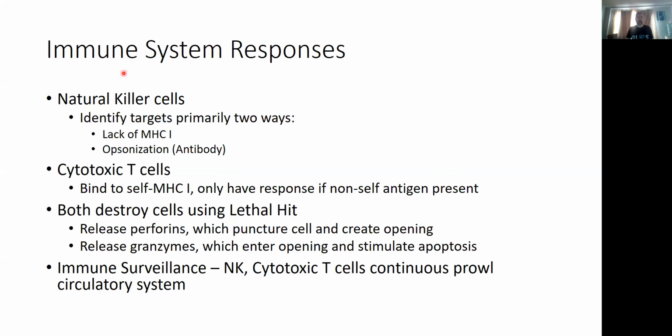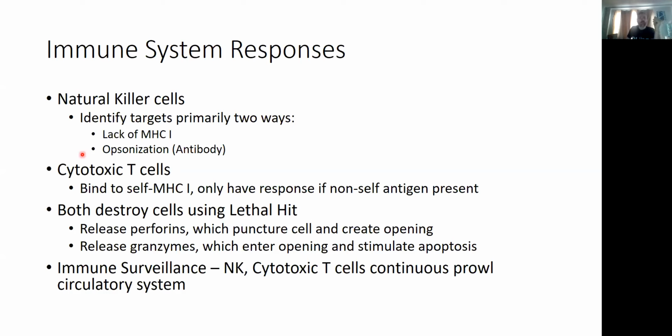Natural killer cells and cytotoxic T cells are going to operate the same way, but they're going to identify their targets in different ways. So if you remember, a natural killer cell looks for something that lacks an MHC class 1 complex, right? So anything that doesn't have one of those is going to be a target for a natural killer cell. It's also going to look for cells that have been opsonized, okay, by an antibody or by something else.